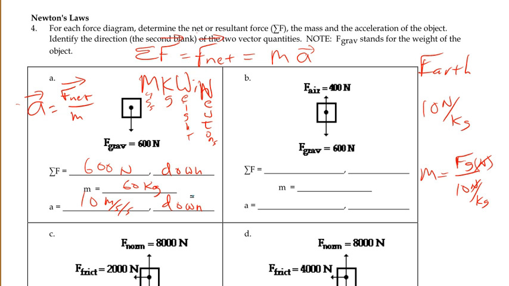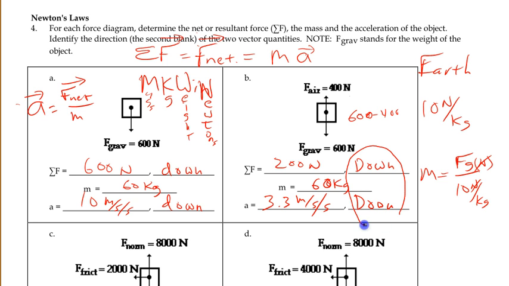Alright, so let's look at some situations where weight's not the only force. In B, now we have an upward force of 400 and a downward force of 600. So 600 minus 400 leaves us with a net force of 200 newtons, and the overall direction is down, more down than up. The mass is the same 600 newtons that we had before, so that's again going to be 60 kilograms. And now when we find the acceleration, we take the force, 200, and divide by the mass, 60, and we get 3 1/3. We can just round that to 3.3 meters per second squared, and that is also down.